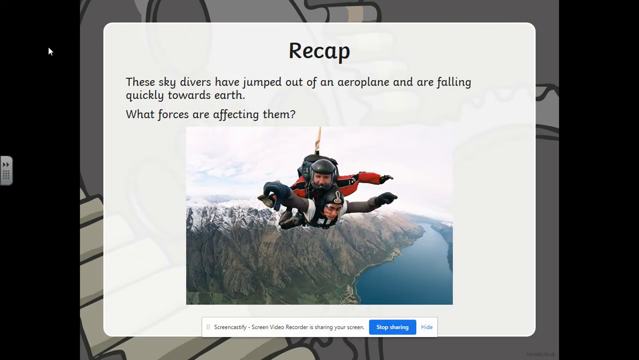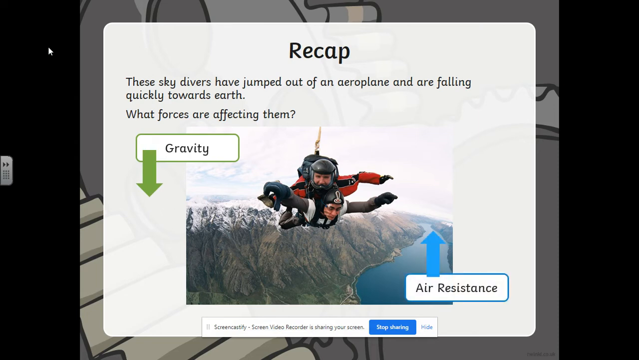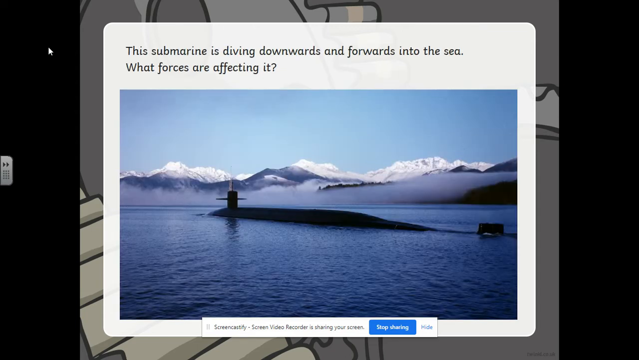So just to recap, these skydivers have jumped out of an aeroplane and are falling quickly towards Earth. What forces are affecting them? If you want to pause your video for a second just to have a think about the forces that are affecting the skydivers. So we've got the gravity and we've got air resistance. So going back to one of our previous lessons that we did in school where we looked at air resistance.